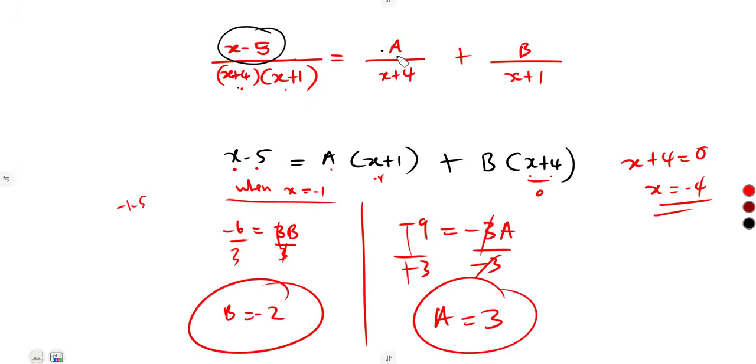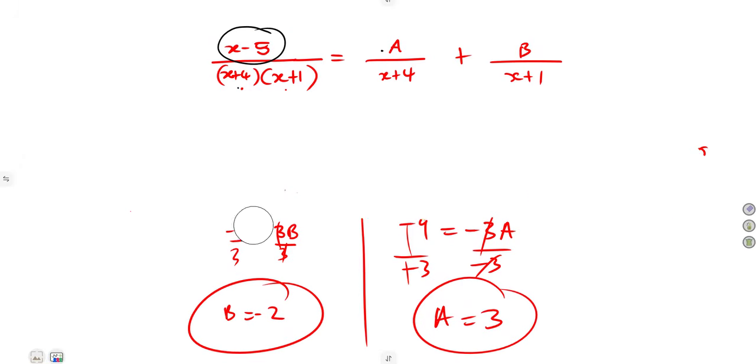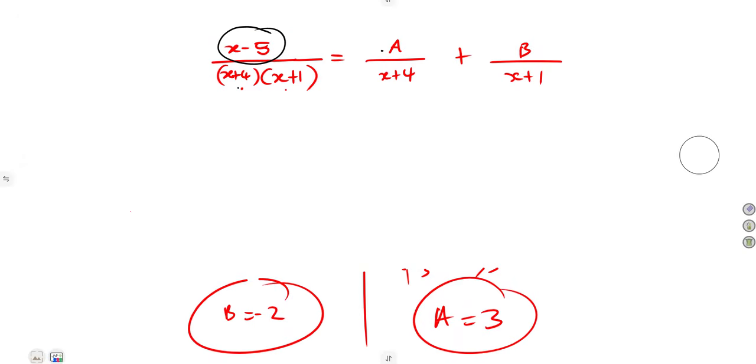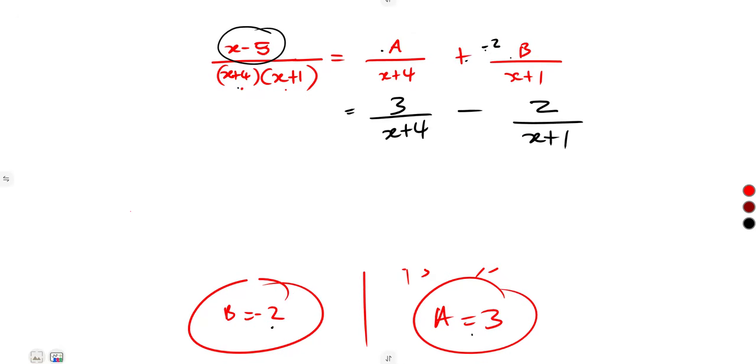So that's our a and b that we can rewrite or substitute into our formula, the one that we have expanded, a over x plus 4. All right, just for the sake of space, let me erase this. So you're going to substitute that here in place of a. So a is 3 over what? X plus 4. Our b is negative 2 over what? X plus 1.